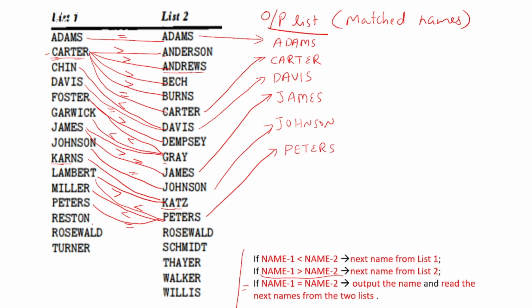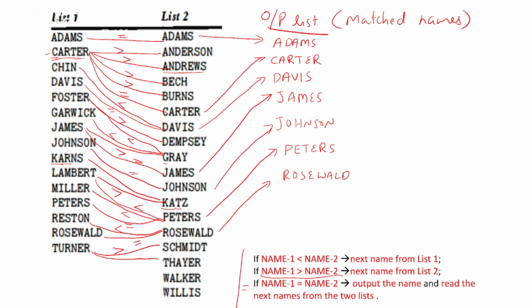Okay. Then you go for the next two names, Reston and Roseworld. So Reston is less than Roseworld. So what will happen? Next name from list 1, Roseworld and Roseworld you are going to consider, which is equal. So I will write it over here. Then comes Turner and this one. So if you are going to compare this, obviously this is greater than this. So next name from list 2.